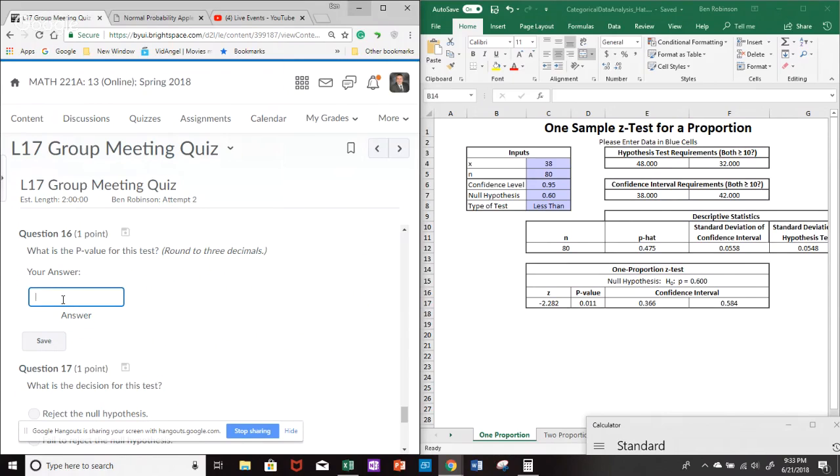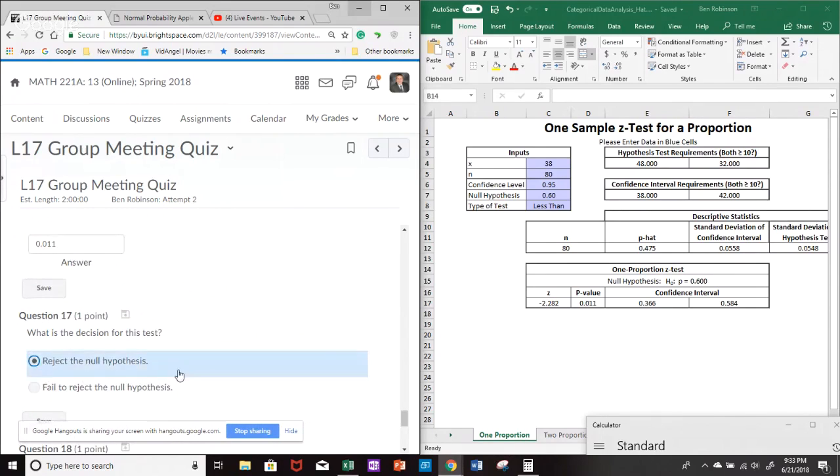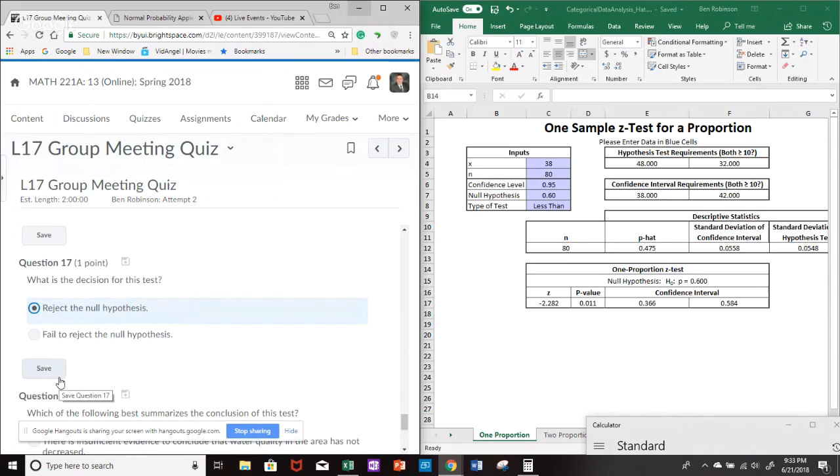Okay. What is the p-value for this test? It's right here too, by the way. 0.011. Okay. And because that's less than 0.05, we're going to reject the null.